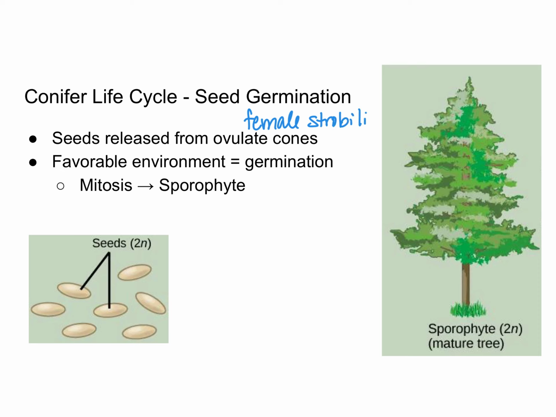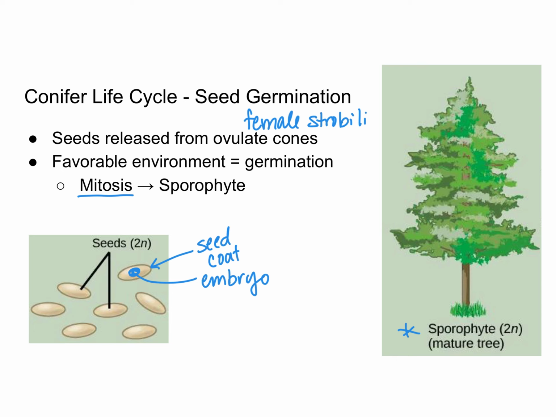And if the seed lands in a favorable environment, germination will occur. And germination is just mitosis. So the embryo inside the seeds, remember that the seeds here have a seed coat with a developing embryo inside. And so this embryo is still going through mitosis over and over again. Eventually that seed coat is going to break down. The cells in the embryo are going to start to differentiate, and ultimately it's going to form a new sporophyte.